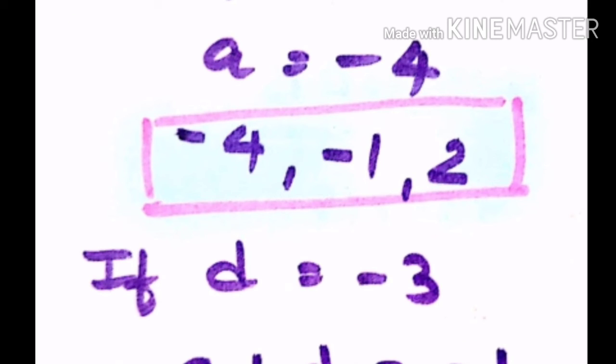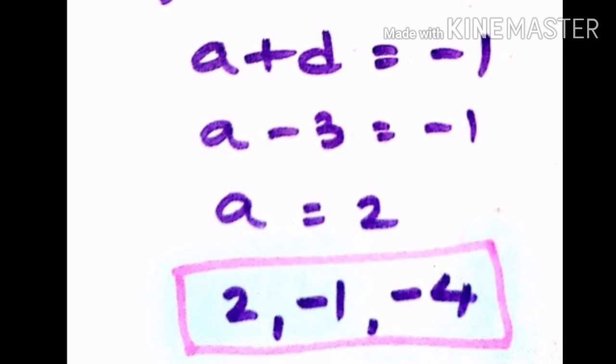Now the first term is minus 4. Our second number is a plus d, so we take minus 4 plus 3. D is 3 and a is minus 4, so minus 4 plus 3 is minus 1. And our third number is a plus 2d. So a is minus 4, plus 3 twos are 6, 6 minus 4 is 2. This way we found our three numbers by taking d is equal to 3. Also for d is equal to minus 3, we find the same numbers.